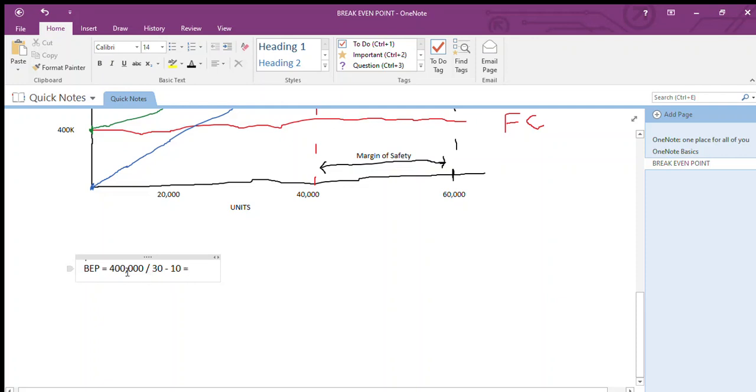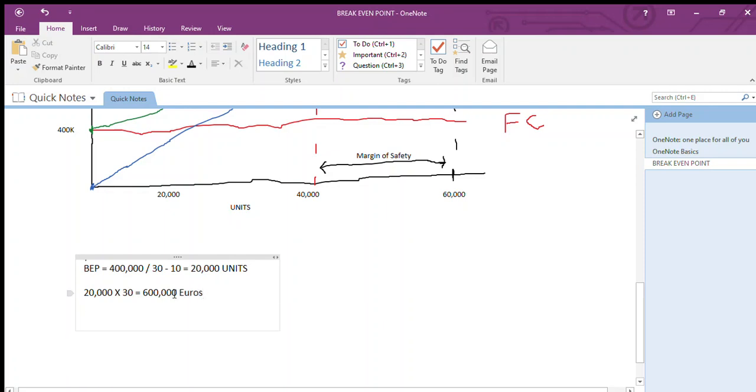So 400,000 divided by 30 minus 10, which is 20. So 400,000 divided by 20 is going to be equal to 20,000 units. So my break-even point in units is going to be 20,000 units. In euros, how much is that going to be? How much will I make off that from sales? My selling price hasn't changed. Again, you just multiply the break-even point in units by the selling price, so that here is going to be 600,000. So my break-even point in euros is going to be 600,000.